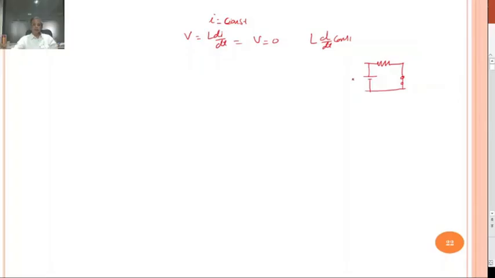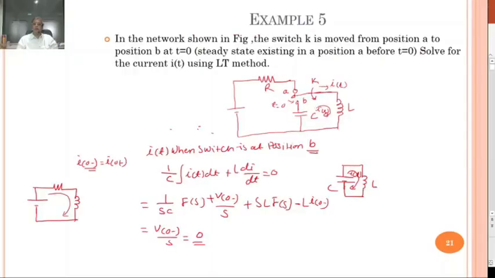Now what is this initial current? The initial current flowing through this inductor, with this voltage, this R, and this short circuit, equals V by R. And for the inductor, as current cannot change suddenly, I0 minus equals I0 plus equals V by R. Now the switch is moved from position A to position B, and at that time this current becomes iL(0+).